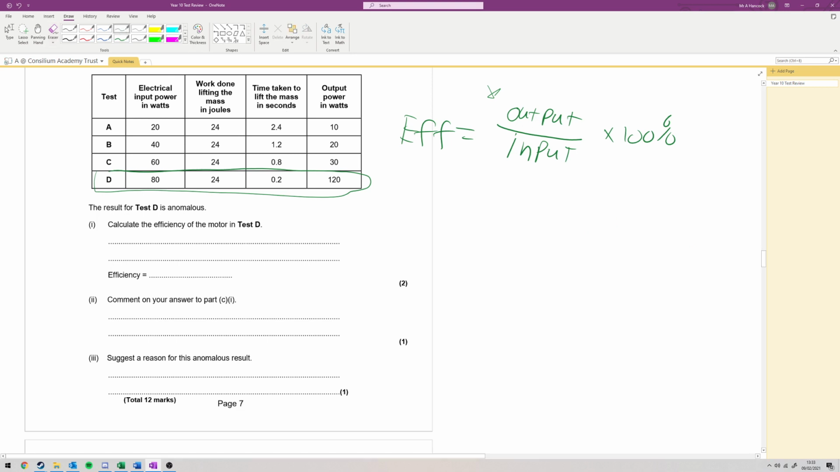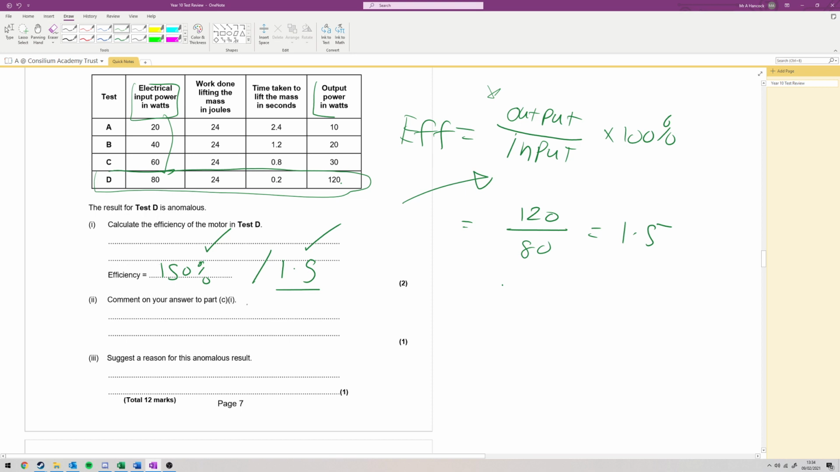Okay, so my efficiency is this. Let's have a look. Output is here. So this is my output. So my efficiency equals 120 divided by the input. Where's my input? Input is here, right? 120 divided by 80, times by 100. So this equals 1.5. Times it by 100, I get 150%. You got the mark for the equation. You got a mark for 150% or 1.5. If you put 1.5%, you didn't get a mark. So you got a mark either for this or for this.